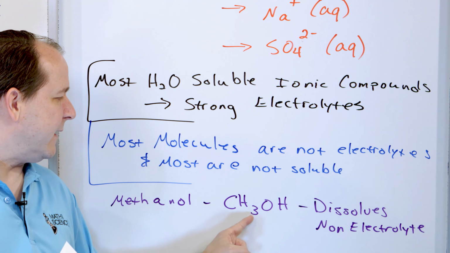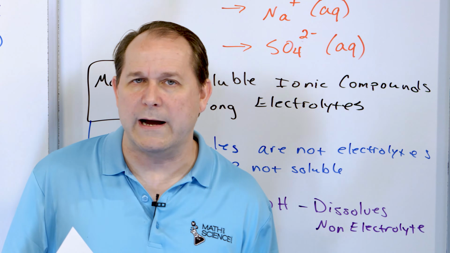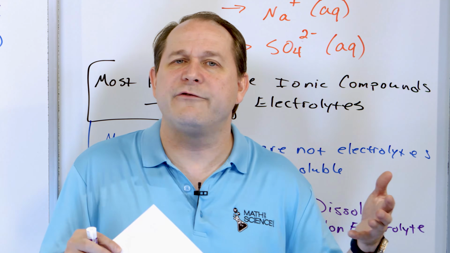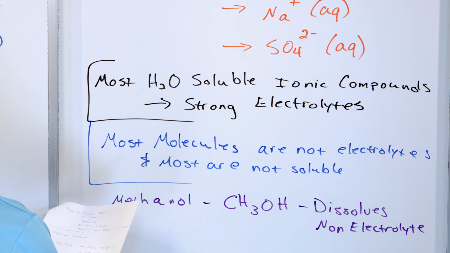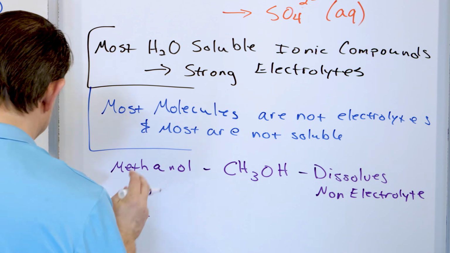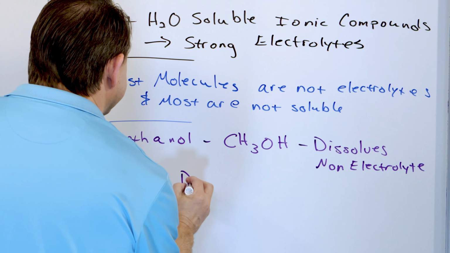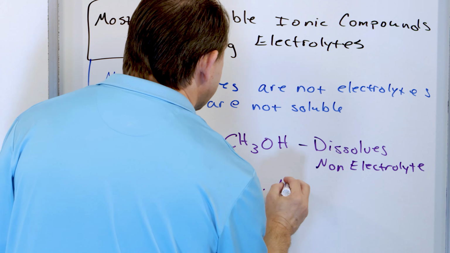But this charge imbalance that is here, it's not super strong like sodium chloride. It's not like a transfer of electrons, so it's just not strong enough to break it apart, so it doesn't dissociate, so it's a non-electrolyte. And then we also talked about, in passing, CO2, carbon dioxide. It's the same kind of thing. It dissolves, but it's also a non-electrolyte.